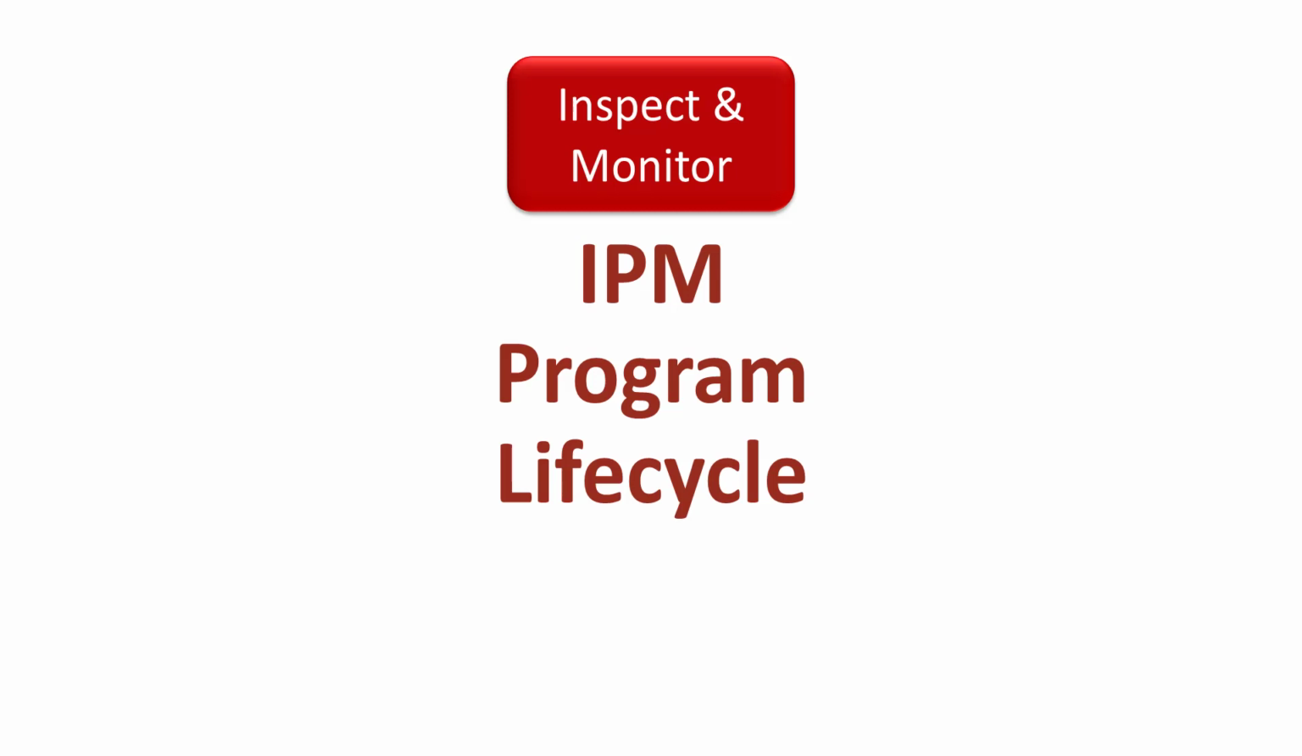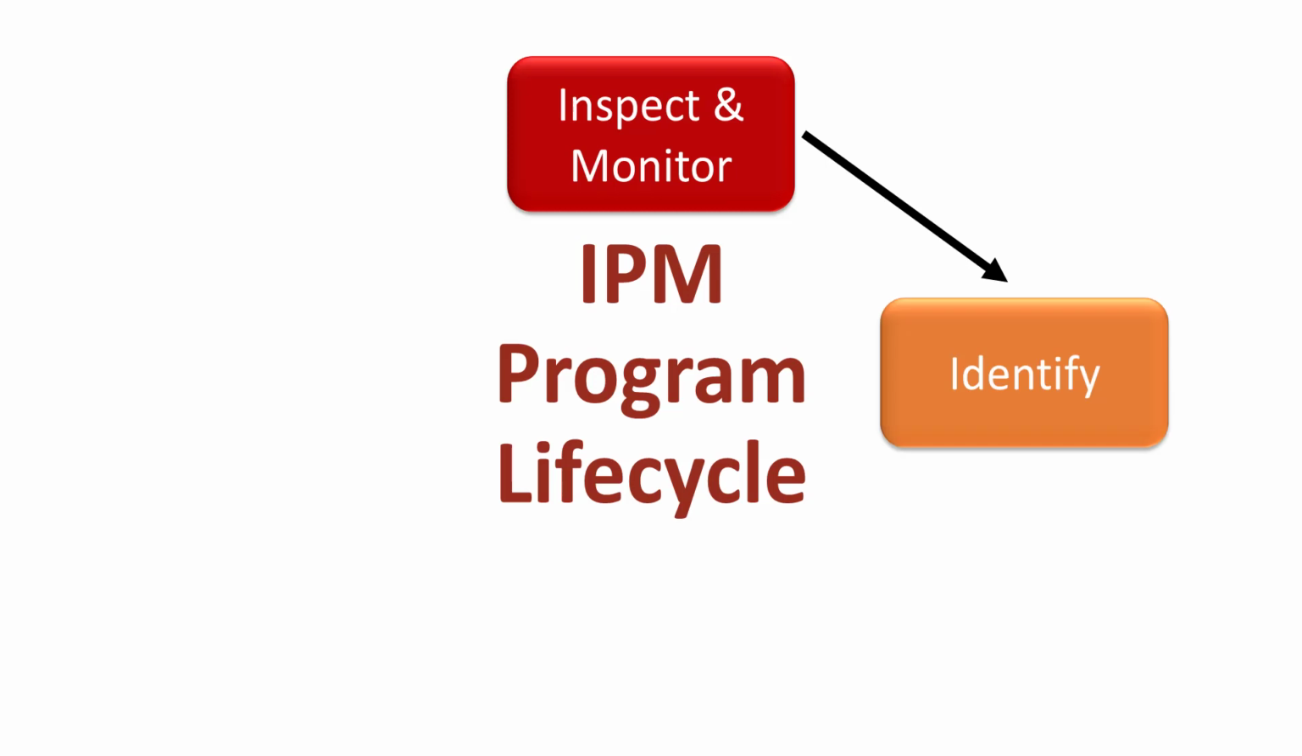Number 1, inspect and monitor. First, we inspect to determine if we have pests. Number 2, identification. We want to be sure we know what the pest is so we know the best way to combat it.